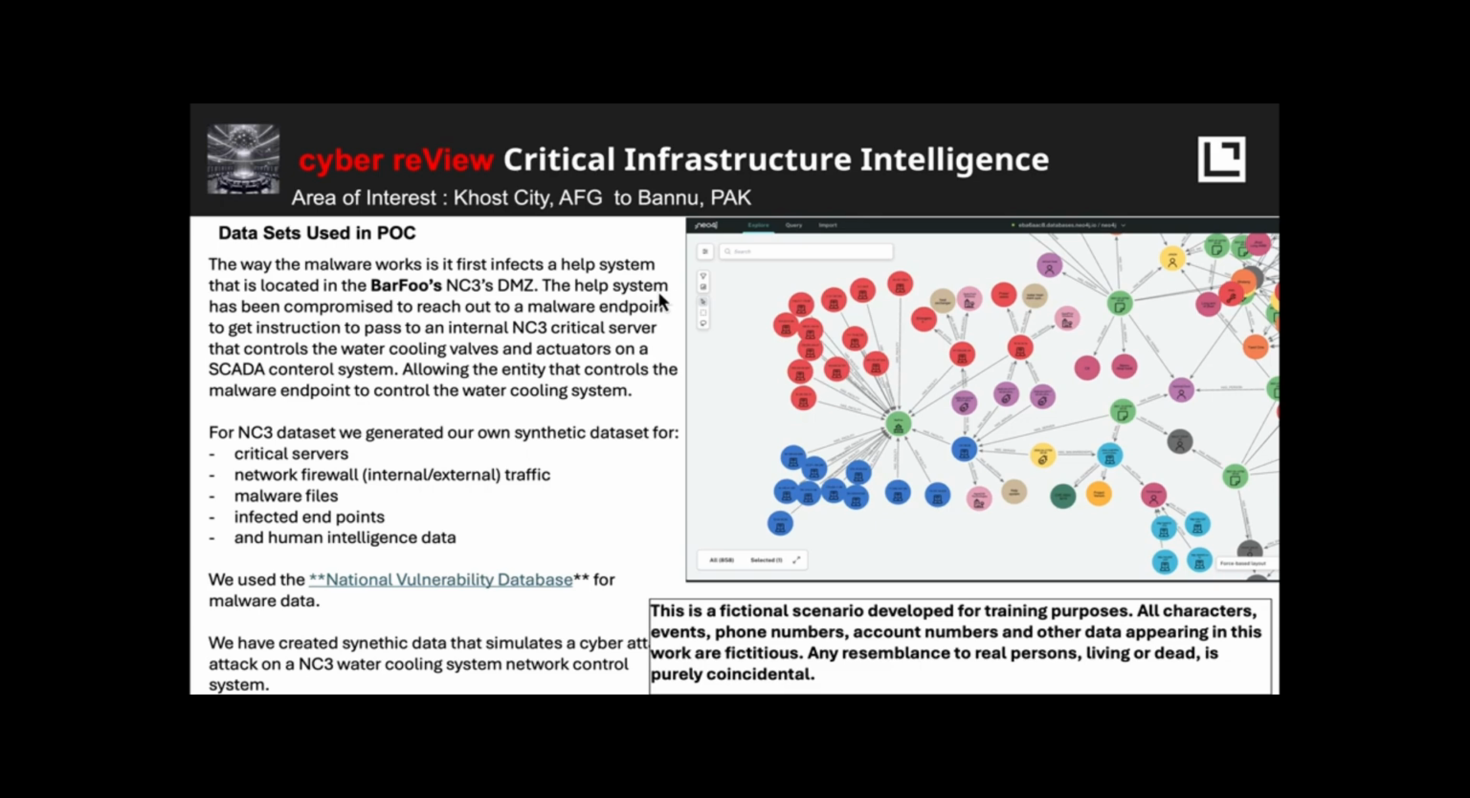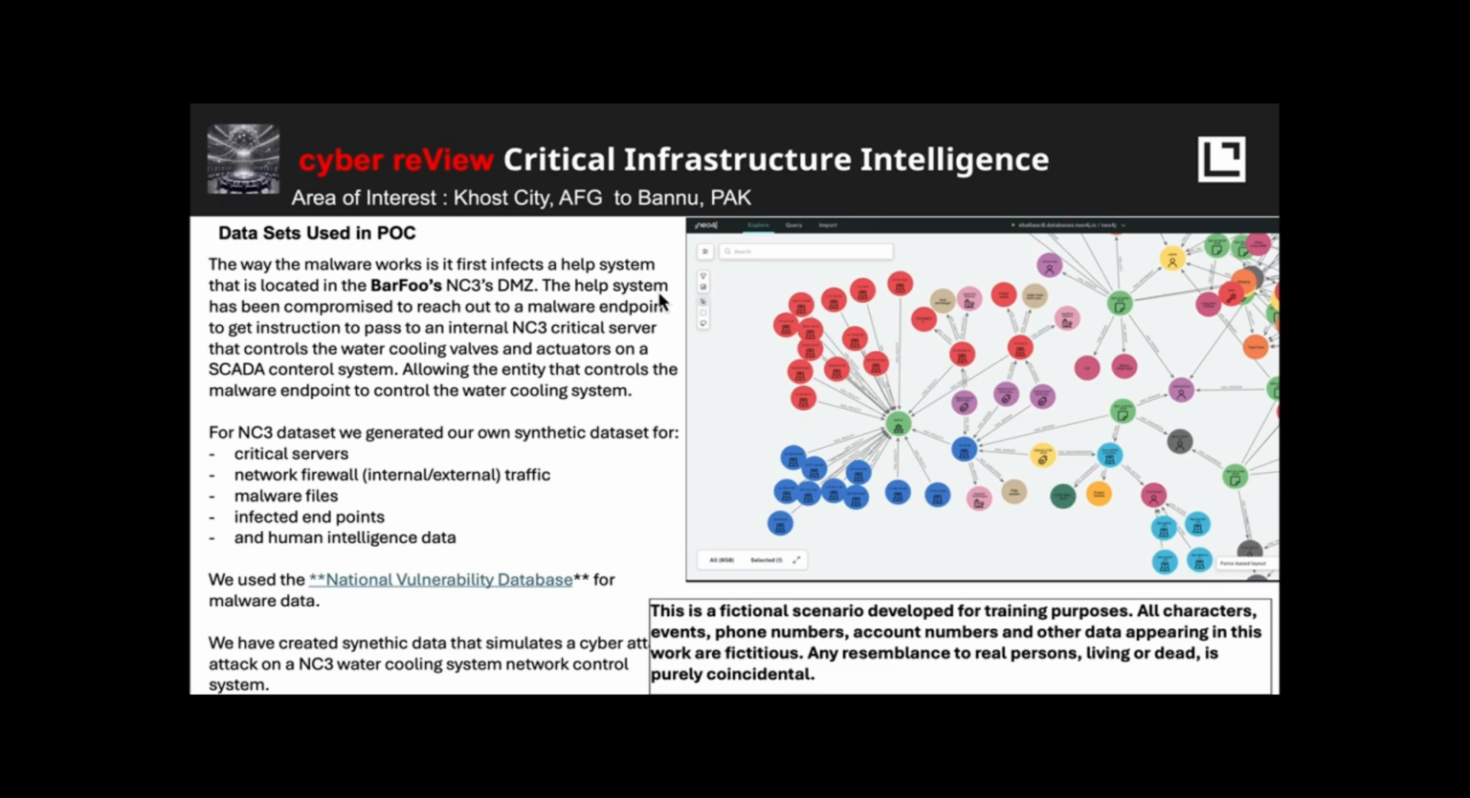And this is a help system. So the idea here is this help system communicates to the outside world and the internal points inside the system. And this initial help system has been compromised by a malware endpoint. So it's communicating with a known malware endpoint. It's getting instructions from that malware endpoint, and then it's also communicating with an internal server, which is a nuclear command and control server that controls a water cooling system, and actuators that's being controlled by a SCADA controller subsystem. So we're basically controlling the system through the malware endpoint.